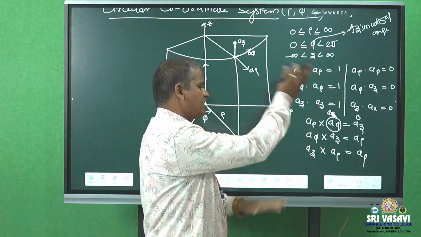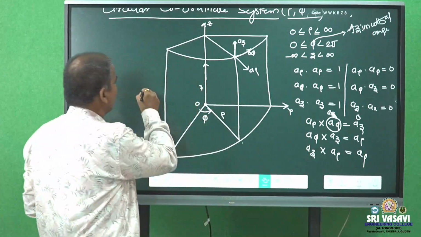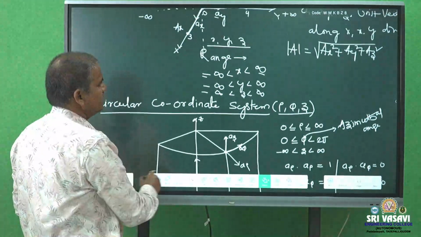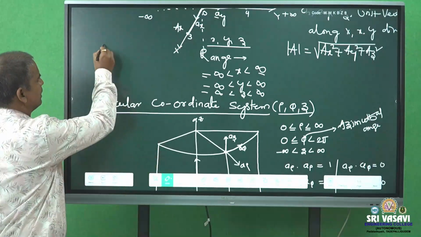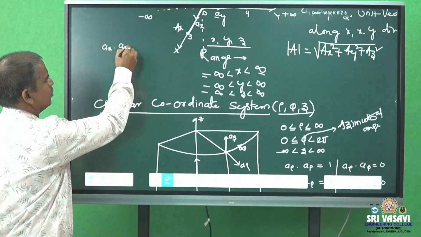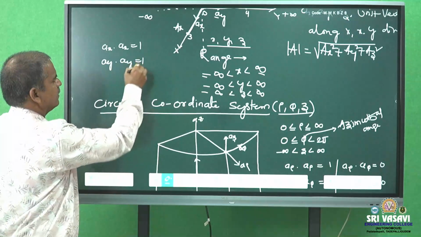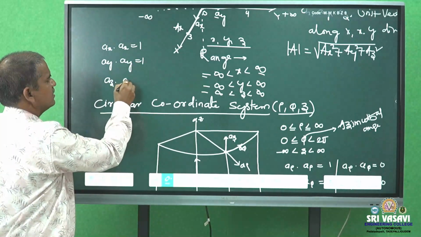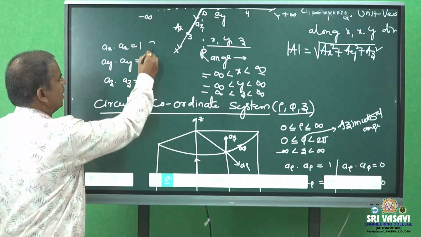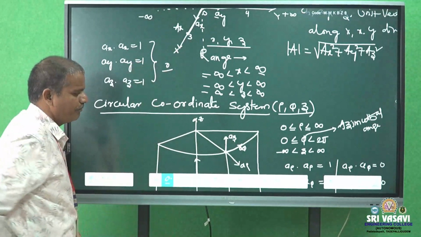We have to explain the same thing in the Cartesian coordinate system also. For example, a x dot a x equals 1, a y dot a y equals 1, a z dot a z equals 1. If not, the result becomes 0.